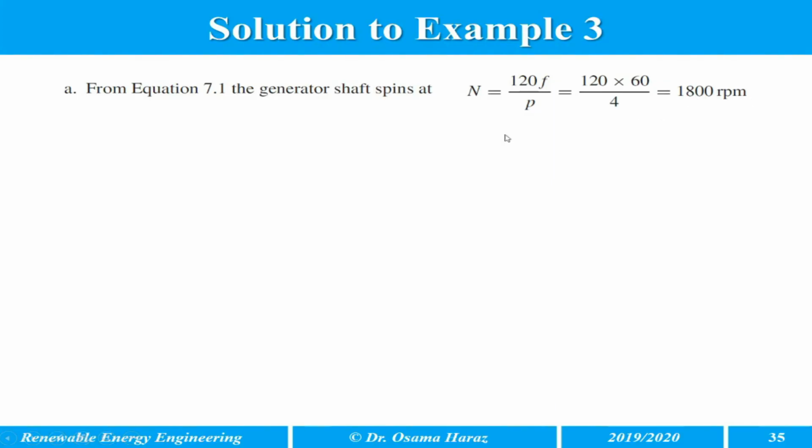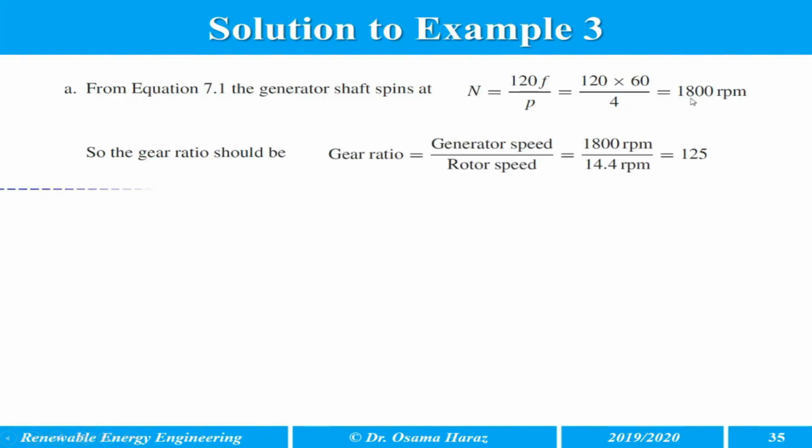Once you have 1,800 RPM, you can find the gear ratio. The gear ratio will be the generator speed over the rotor speed. The generator speed we calculated already, 1,800 RPM, over the rotor speed, which is given in the example, 14.4 RPM. You end up with a 125 gear ratio. This is part A.